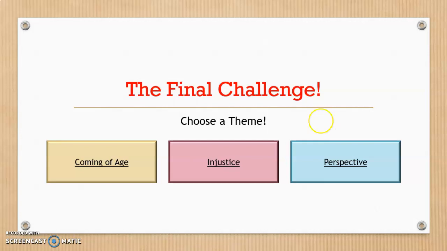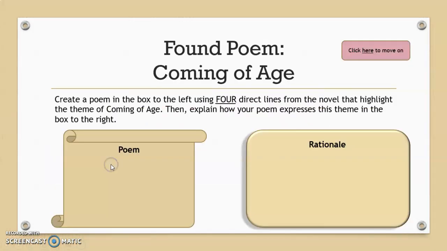Let's click on the first theme, Coming of Age. On this slide, students are asked to use 4 lines from the novel to create a found poem about the theme Coming of Age. Once the student creates their poem, they use the box on the right to provide their rationale as to how their poem highlights the theme. By clicking on the icon, the student will be taken to the last star slide to let them know they have completed the game. However, for the sake of the tutorial, let's take a look at the other 2 themes.